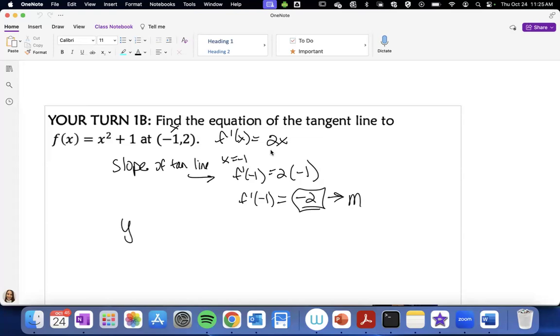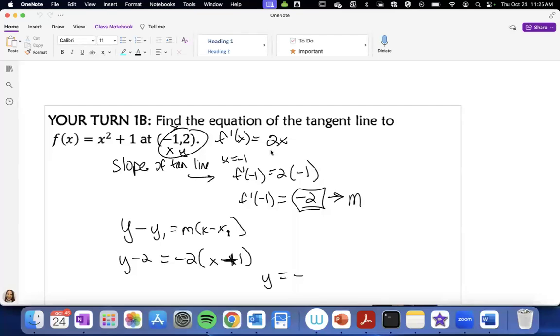So y minus y1 equals m times x minus x1. Use your x and y: y minus 2 equals negative 2 times x minus a negative 1, which becomes a plus. I'm going to trust that you know how to simplify this. All right, let's move on.